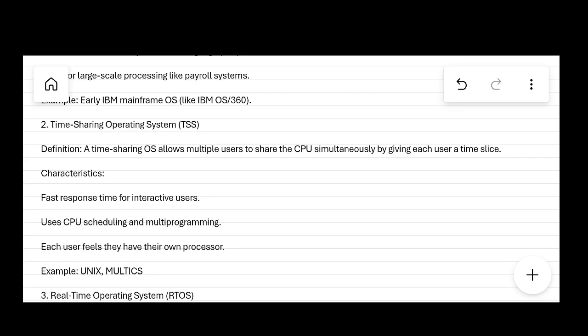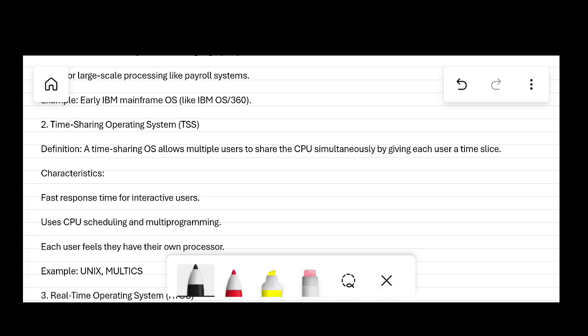Now, second one is time sharing operating system, also called TSS. In this operating system, multiple users can use the computer at the same time.